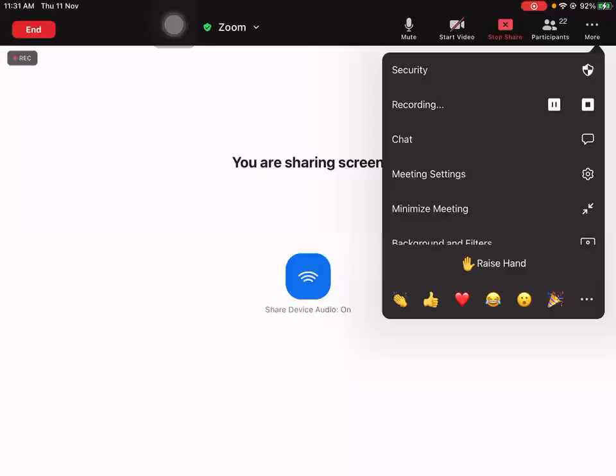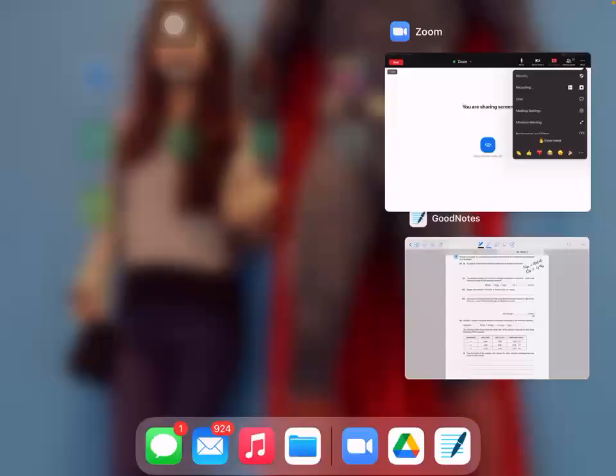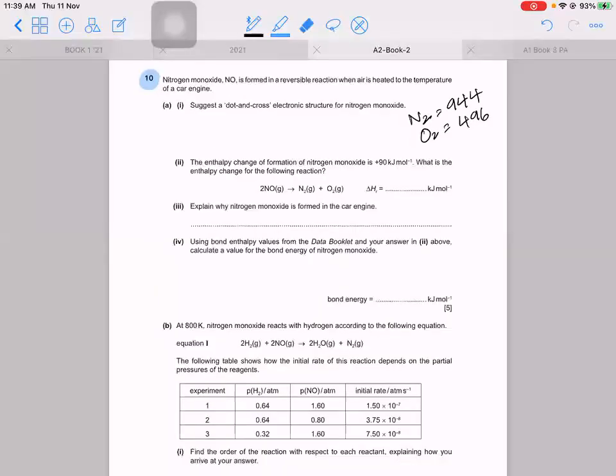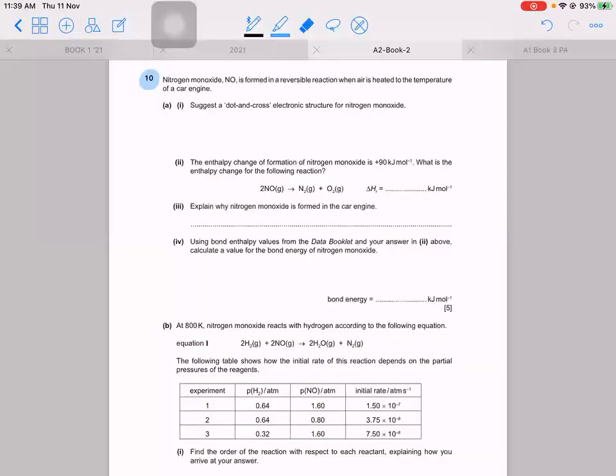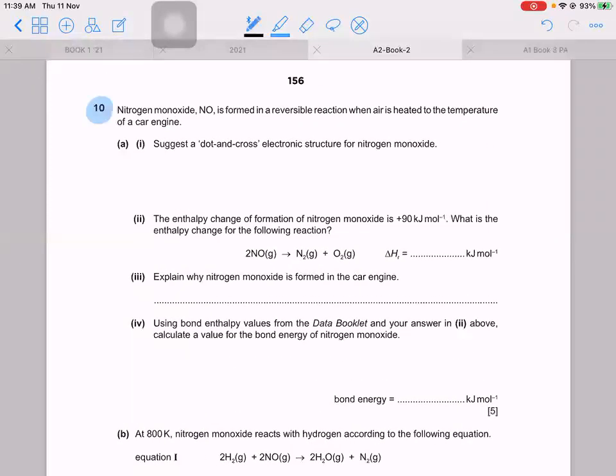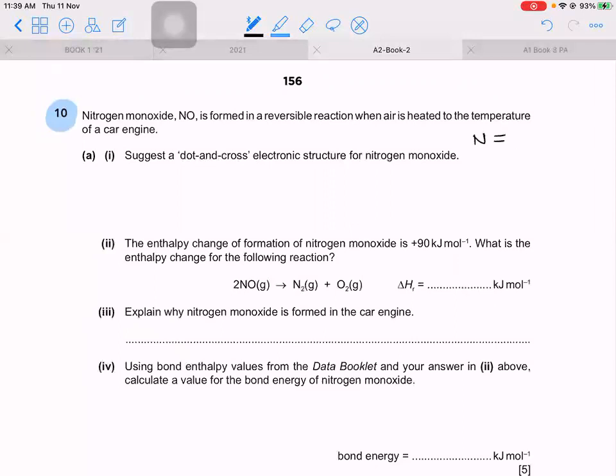All right, let's have you try. Okay. So see this question. So we have nitrogen monoxide, they're saying, and reaction when it is heated to a temperature. They're asking you to draw a dot and cross diagram with the electronic structure of nitrogen monoxide. You know oxygen makes how many bonds? 2. Yeah. So this will be a double bond right here. So we have nitrogen and we have oxygen.